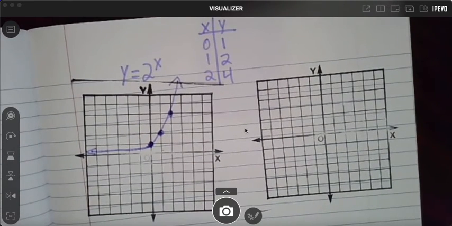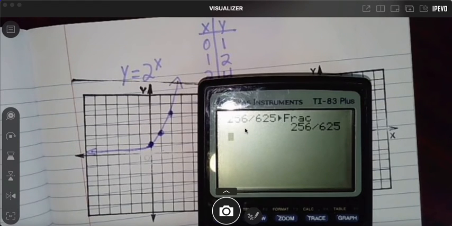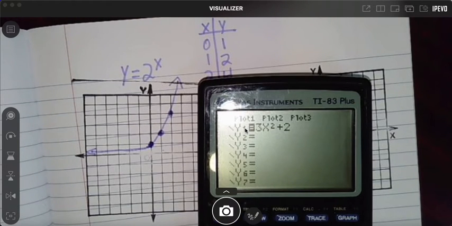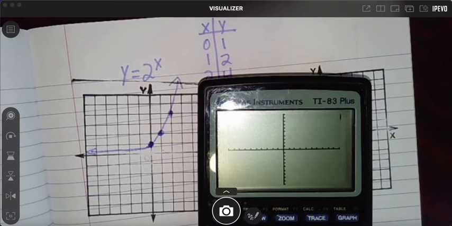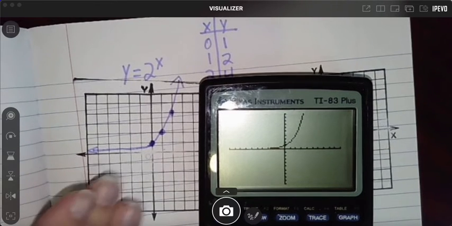Now, if you don't want to graph that by hand, I told you I'd show you both ways. You take out your calculator, and you press y equals, clear it out, and you're going to type in 2 to the x power. Does everybody see how I did that? I would press zoom 6 just to make sure I'm in a standard viewing window. And there it is.